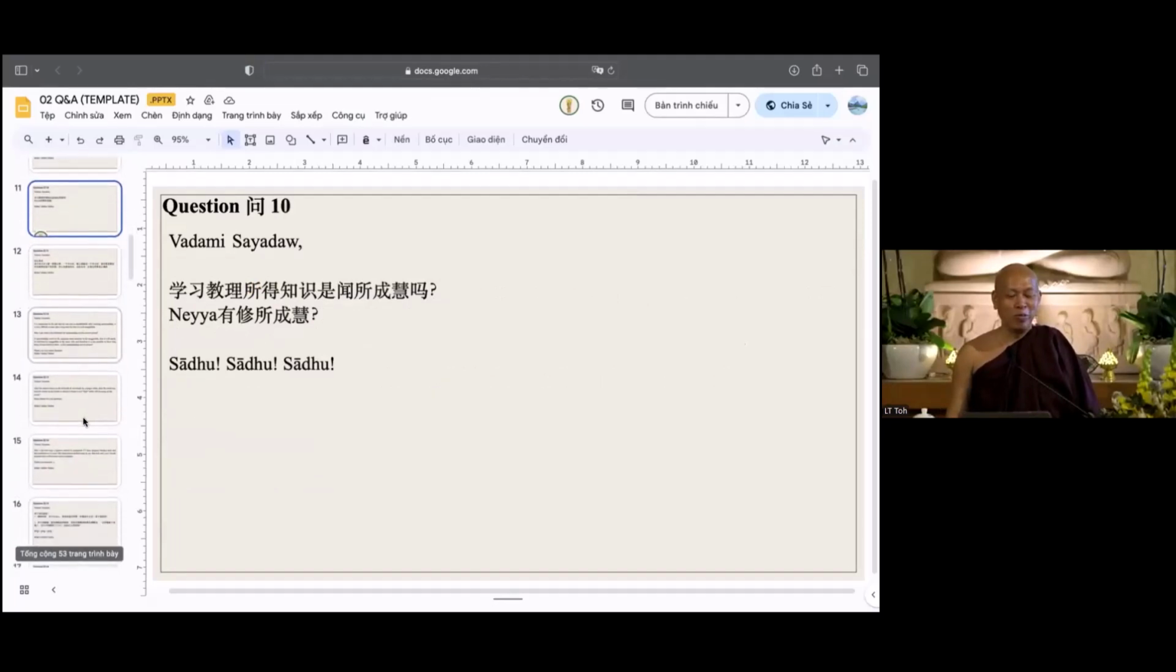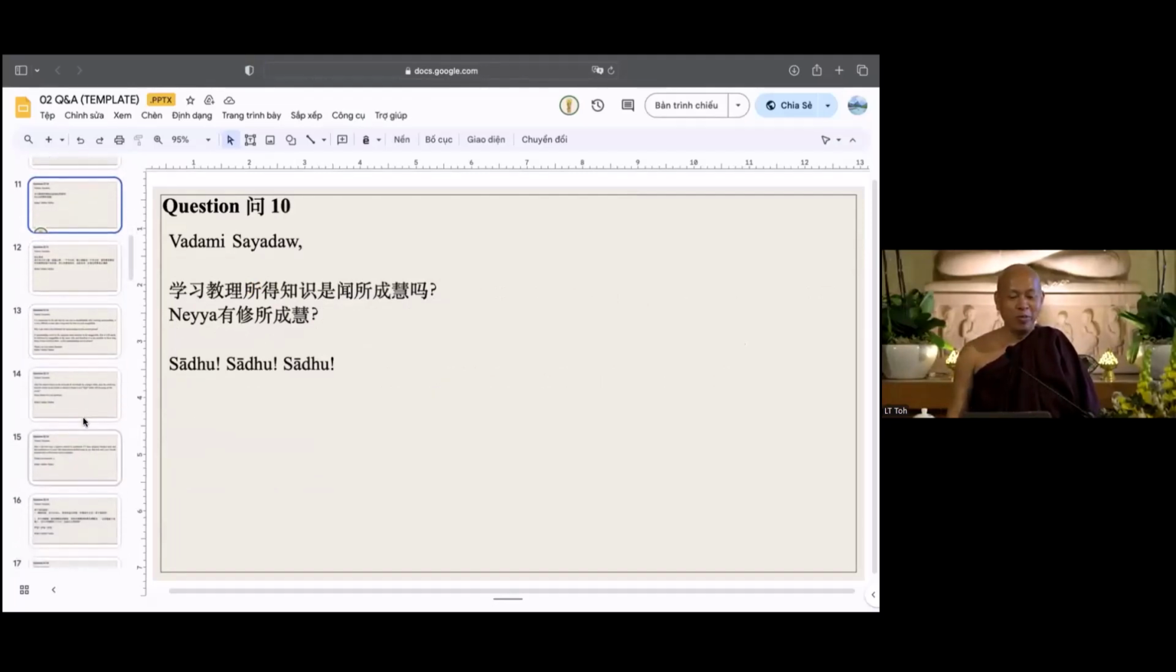Is the knowledge from learning the teachings, the pariyatti, considered Sutamaya Panya, wisdom from learning? And do Neya persons have Bhavanamaya Panya, wisdom from practice?